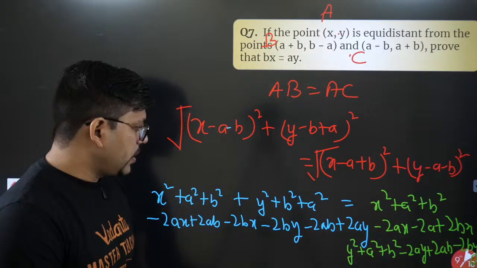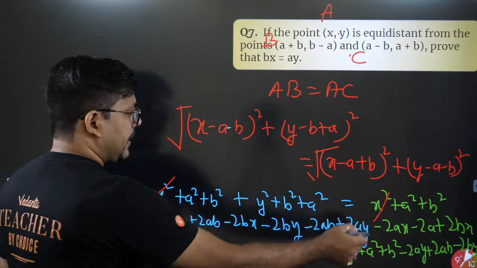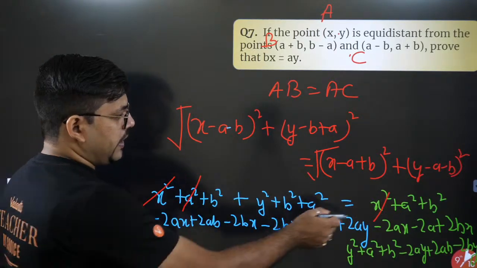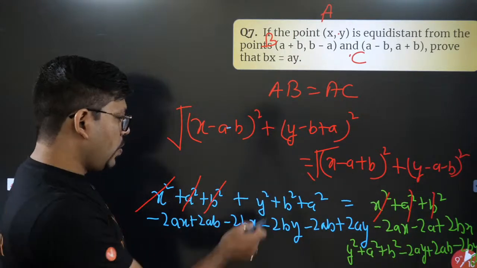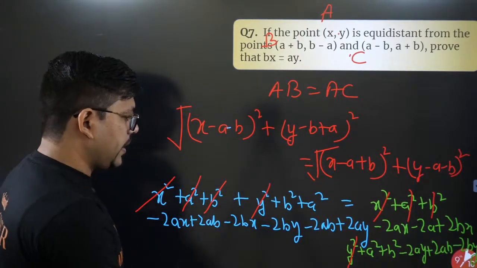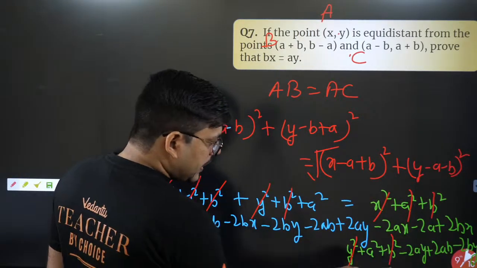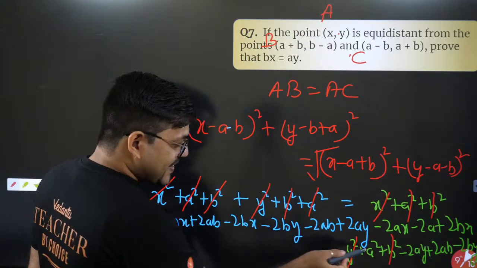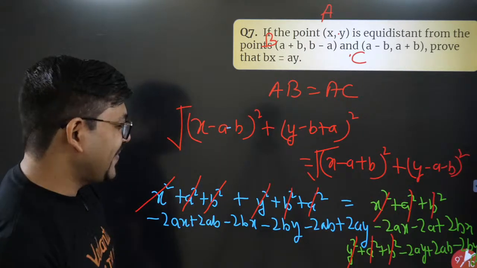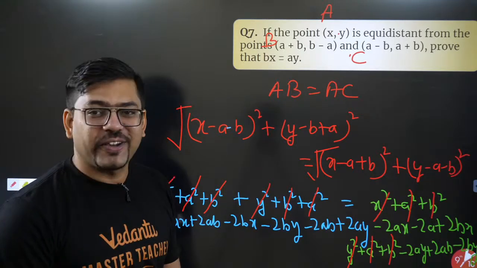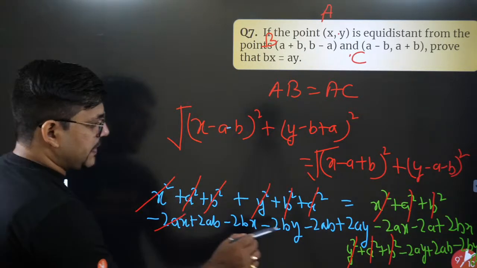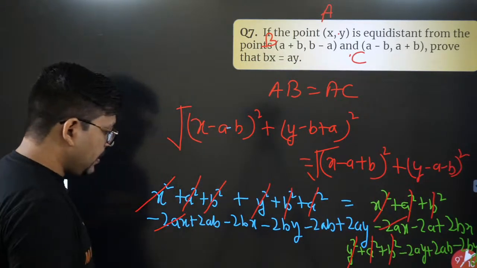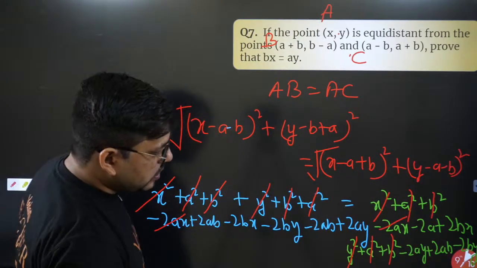Everyone please pay attention. x square cancels, a square cancels, b square cancels, y square cancels, b square cancels, a square cancels. Many terms got cancelled, it was fun. Now minus 2ax cancels, 2ab plus.